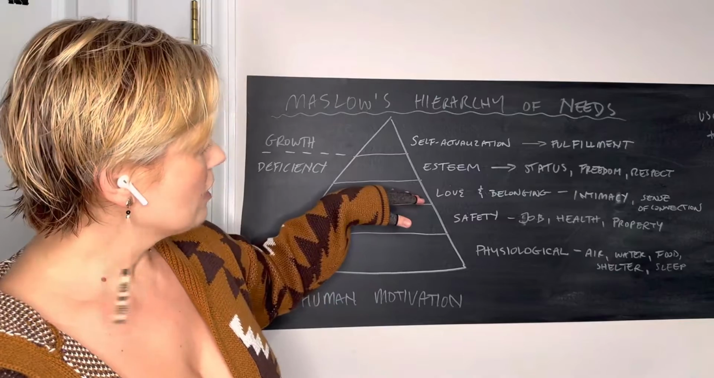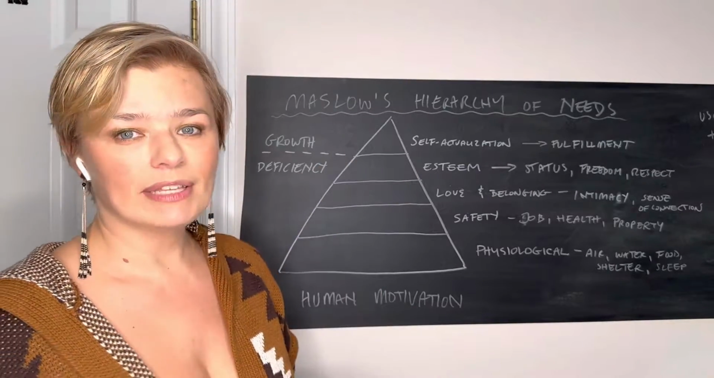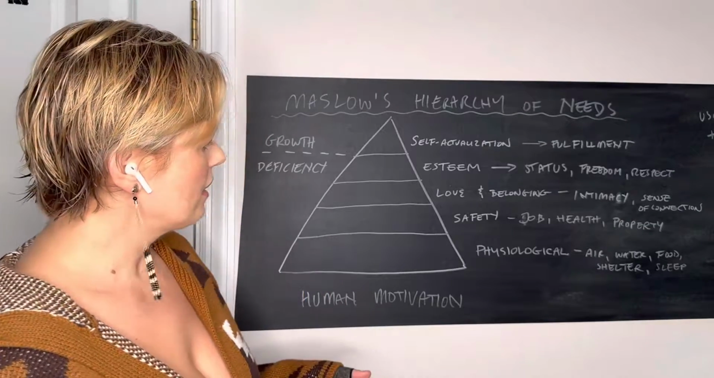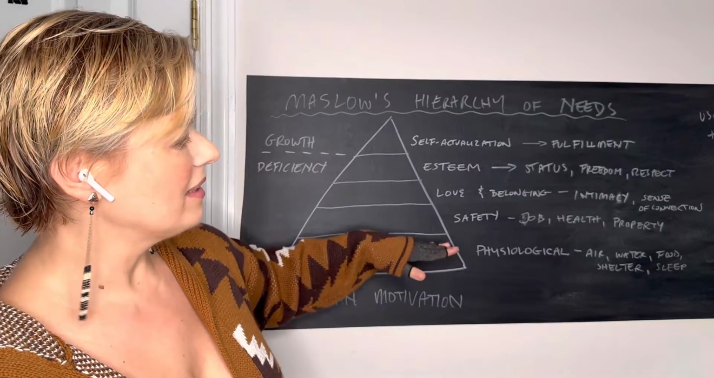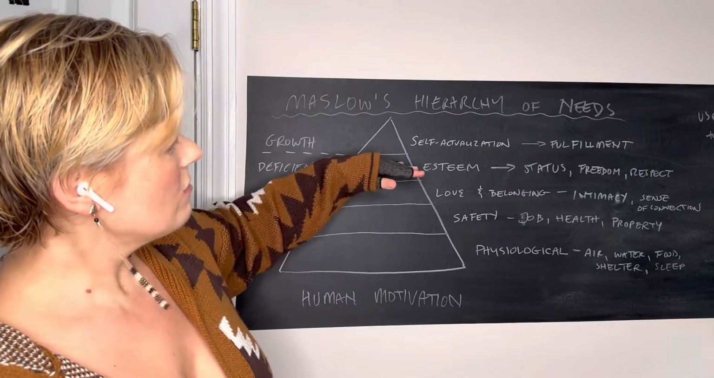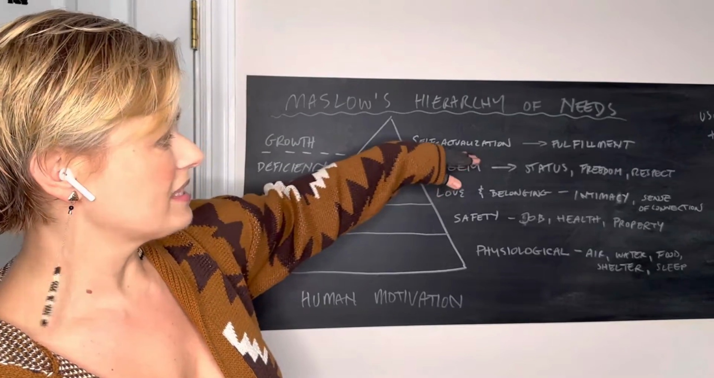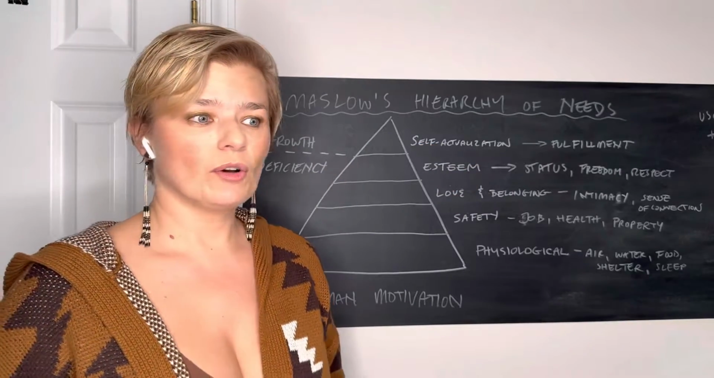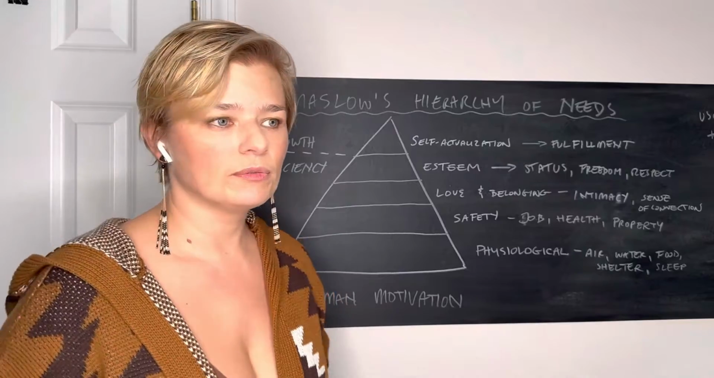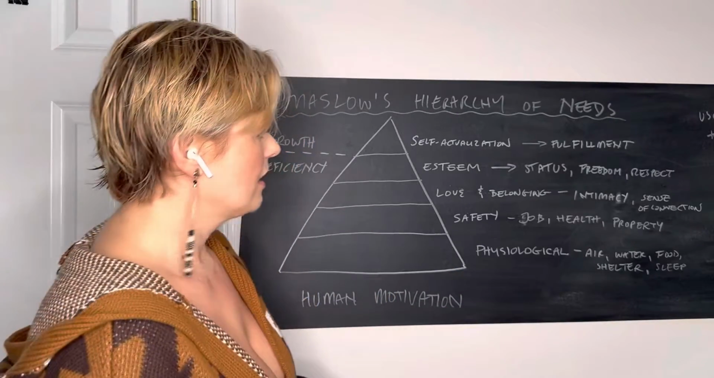After love and belonging, we have the esteem needs, and those are things like status and freedom and respect. So these are the things that you may not have enough of. So, deficiency needs. Then everything above that is a growth need, which is the self-actualization or fulfillment. So contribution to the world. What is my legacy? That kind of stuff.